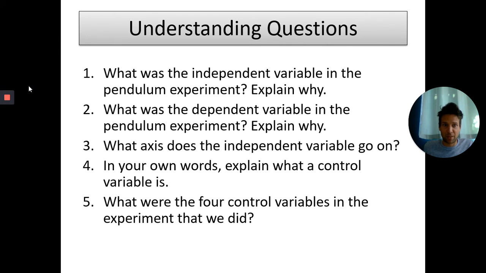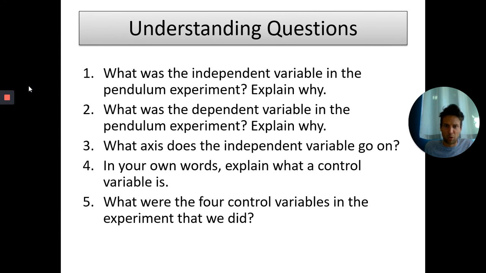Number 3, what axis does the independent variable go on? That should be something that you can look in your notes and find out. Number 4, in your own words, explain what a control variable is. So go back, look at your notes. How did I define control variable? And now put that in your own words.